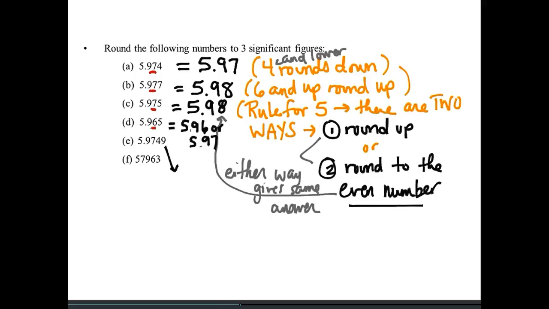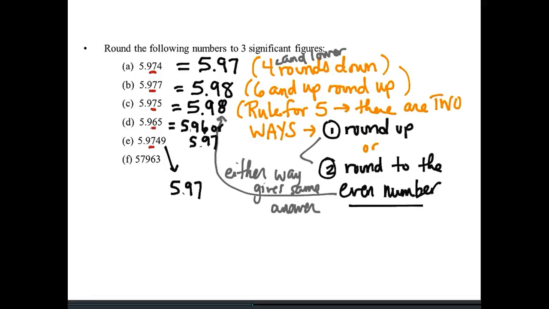Now 5.965 is going to round to 5.96 or 5.97. That's the different example. So 5.96 is if we're rounding to the even number. 5.97 is if we're rounding 5 up. Now the next one, E, 5.9749, rounds to 5.97.